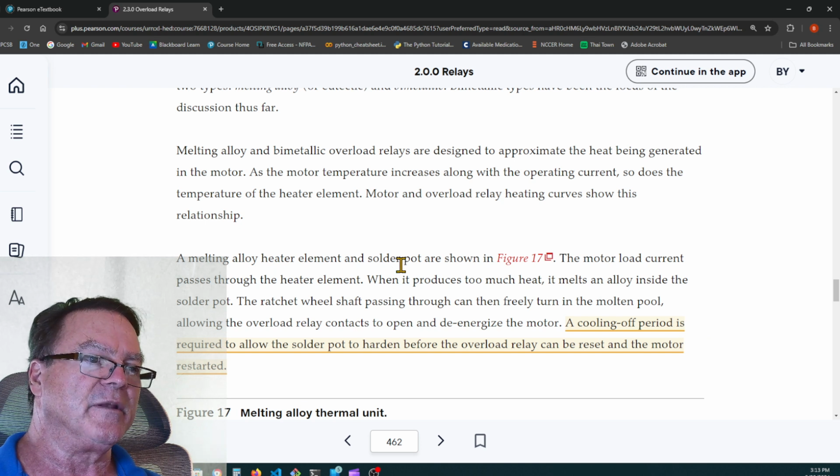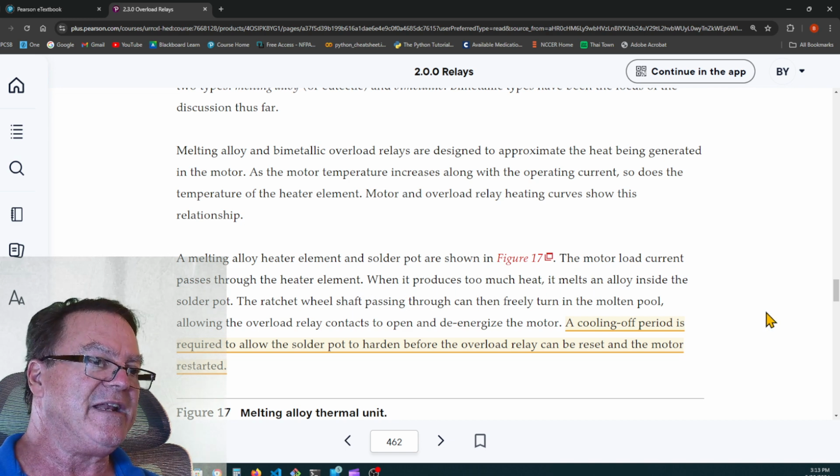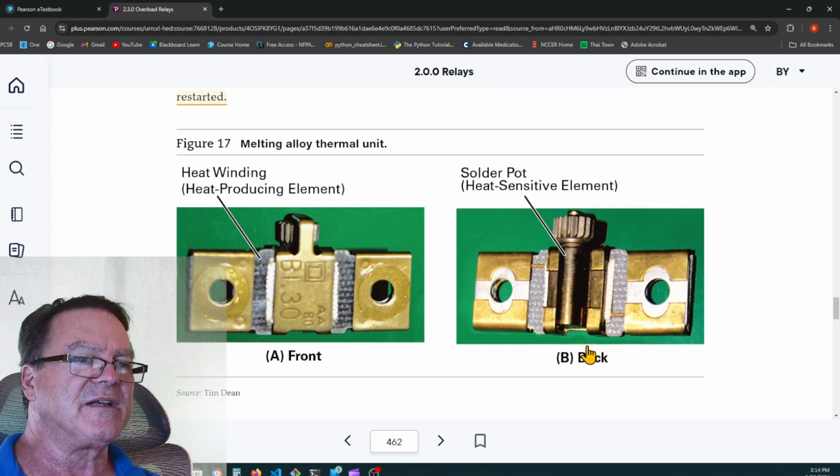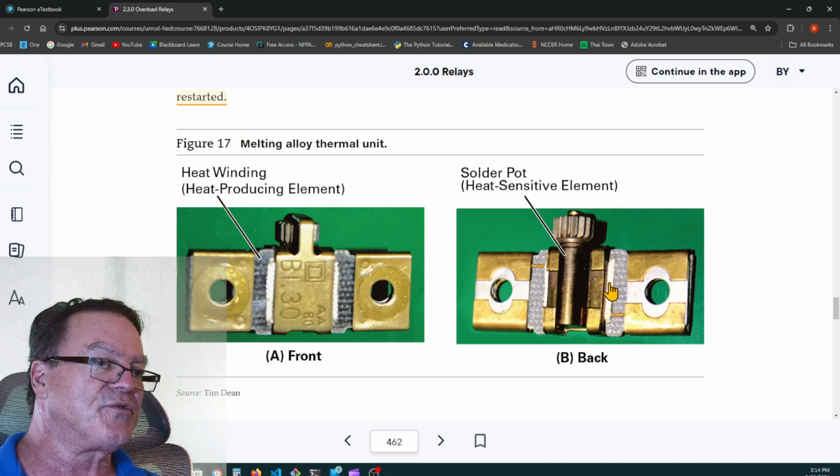Melting alloy heater element and solder pot are shown in figure 17. Motor load current passes through the heater element. When it produces too much heat, it melts the alloy. So it's got like a solder inside of this chamber. There's a solder in here, and when it's hardened, this wheel will not turn. This is a ratcheting wheel, and it will not turn when the solder is hard. If too much current goes through this heater, it'll melt that solder, and it'll allow this wheel to spin.